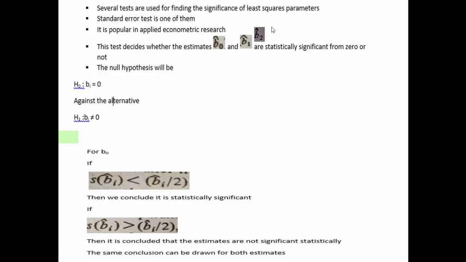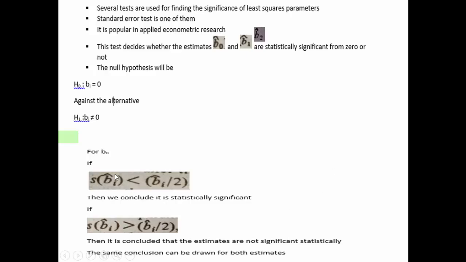It starts with the null hypothesis. We write the general null hypothesis H0: beta i is equal to 0 against its alternative H1: beta i is not equal to 0. So H0: beta i equal to 0 means that the estimates b0 and b1 are not significant, while the alternative, beta i not equal to 0, means that the estimates beta 0 and beta 1 are significant.